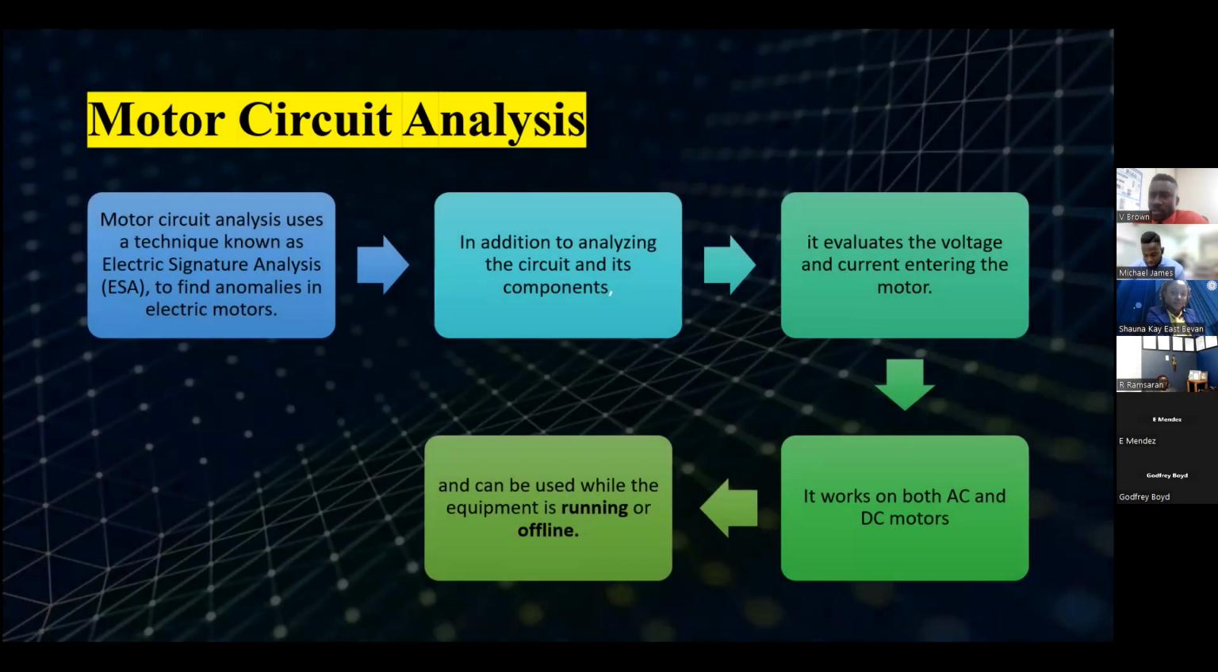This is not your traditional flow chart, but it's a method of operation which will keep you on the best practice path. I'm going to read through this slowly so you get it, because this is what I really wanted you to understand about motors. Motor circuit analysis uses a technique known as electric signature analysis to find anomalies in the motor. Anomalies meaning air gap issues and power profile issues, where you look at the health of the sine wave and the speed of the motor, just by clamping three clamps to the motor and to this tester. In addition to analyzing the circuit and its components, it evaluates the voltage and current entering the motor.